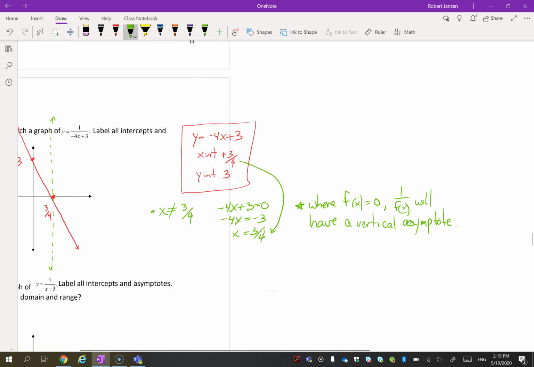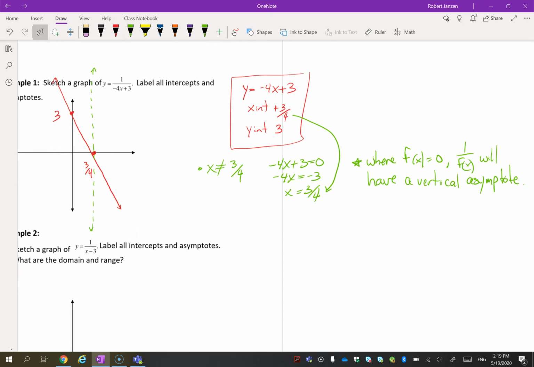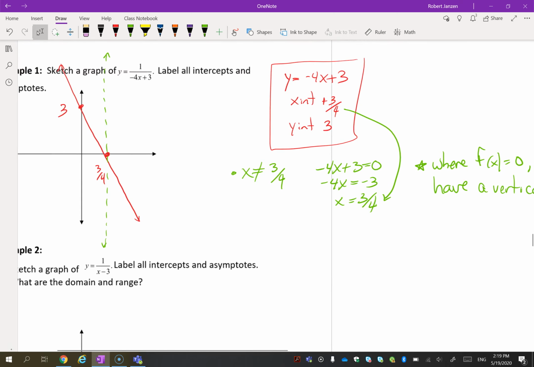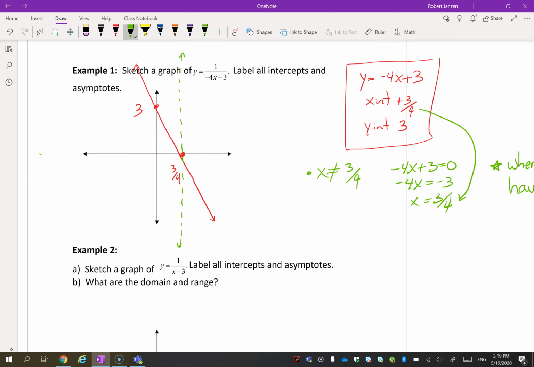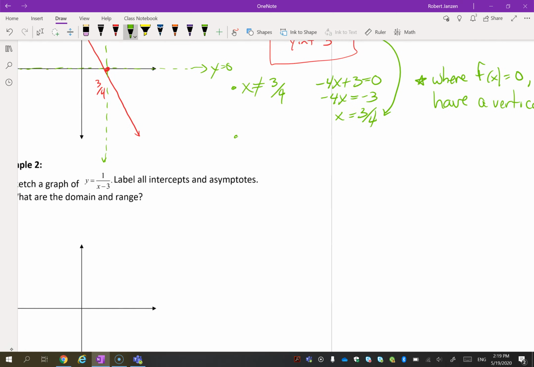Okay, this is one of the reasons we draw the original graph, so I can see where the x-intercept is. That will have the asymptote. Okay, now the second one, you know that there will be a horizontal asymptote here. Okay, now I told you that's going to happen every time.